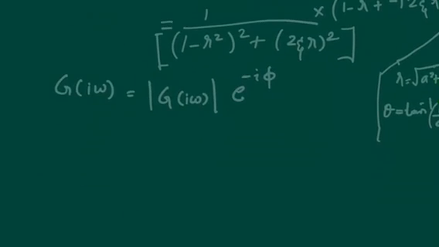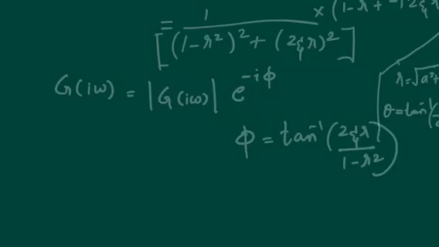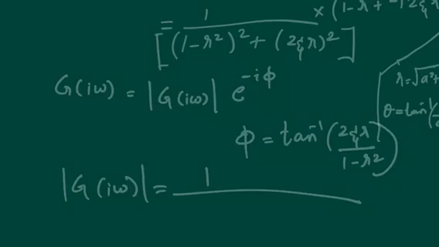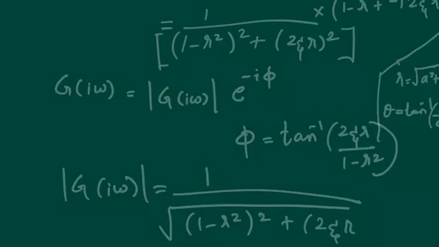And now I will define phi like this. Phi is equal to tan inverse of 2 zeta r divided by 1 minus r square. Okay, so this is my phi, and the modulus of G of i omega, by simple algebra, will be 1 divided by root of 1 minus r square whole square plus 2 zeta r whole square. So you have seen a lot of maths.